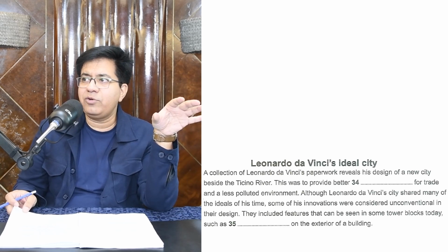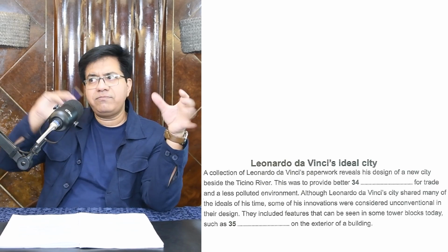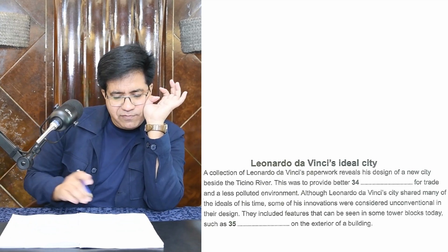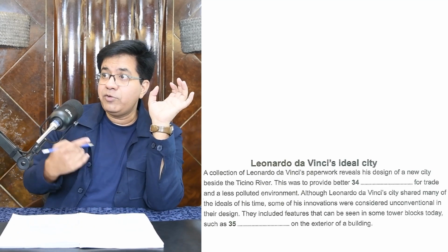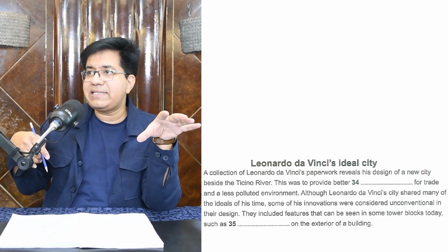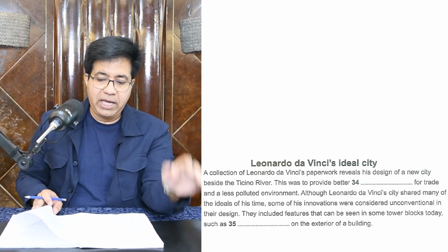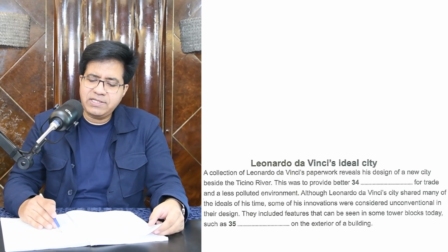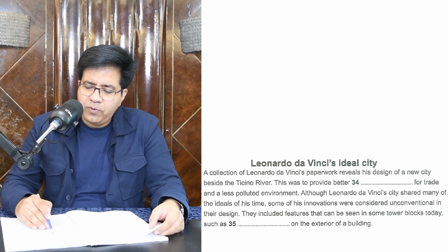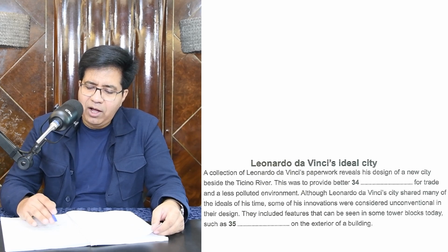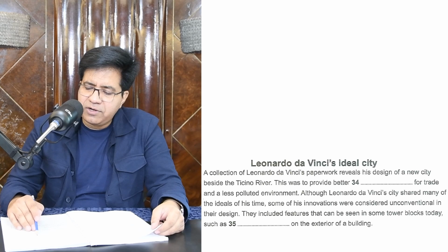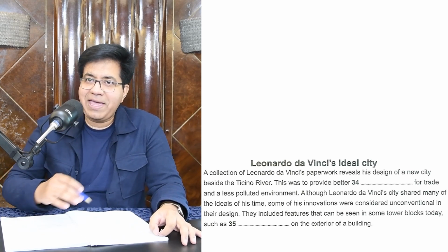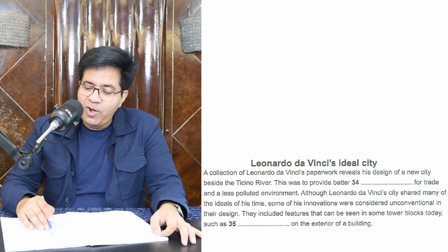And when you're scanning, don't worry. Left to right, right to left, you can scan anyway. And when you're scanning, you are not reading. You're just saying Ticino River, Ticino River, Ticino River. But you will do it in your heart, because in the actual IELTS exam, even whispering is not allowed. Okay? Now, we found Ticino River, so we read the question. Beside the Ticino River, this was to provide. Now, a collection of Leonardo da Vinci's paperwork reveals his design of a new city beside the river, like we have Gulshan-e-Ravi, okay? Beside the river, this was to provide.